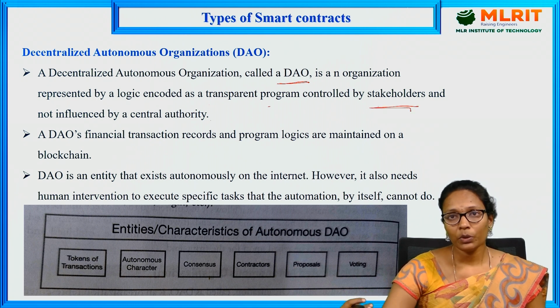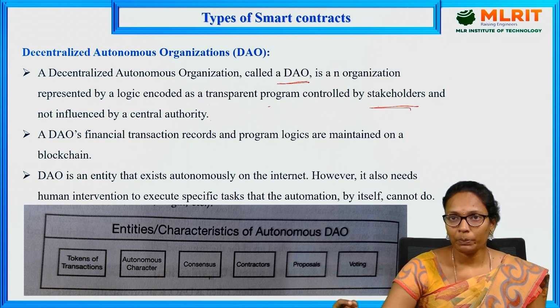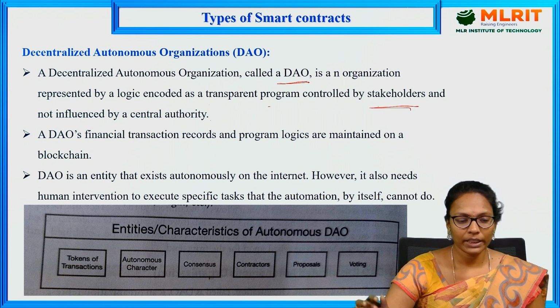If they want to propose some new plan, one stakeholder will propose that. It will not be granted by one person. So we will take the majority of the stakeholders. We will take voting from all the stakeholders. If it is okay for everyone, then only we can proceed. So there is no central authority here in the DAO organization.